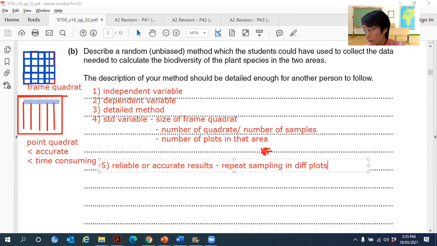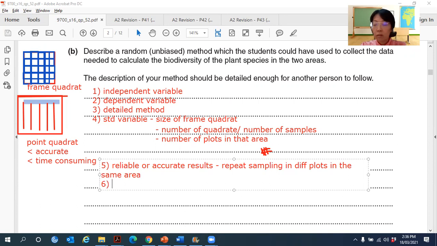Okay. In the same area that you want to sample. So the entire area. Okay. Repeat it.